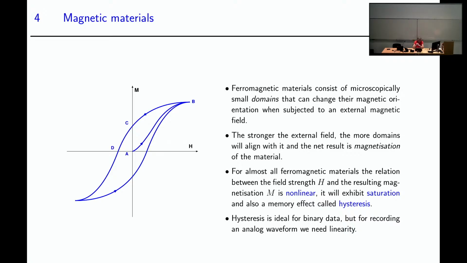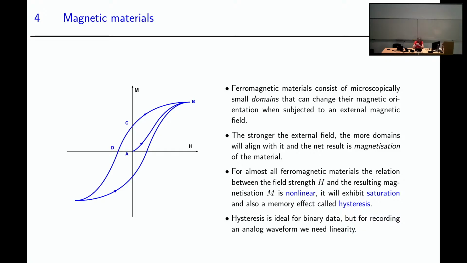So why is this so complicated? We need to look at some physics of magnetic materials. The problem is that if you take most ferromagnetic materials, you put them in a magnetic field, they will magnetize. And if you take away the magnetic field, they will still be magnetic. So that's an effect called hysteresis.